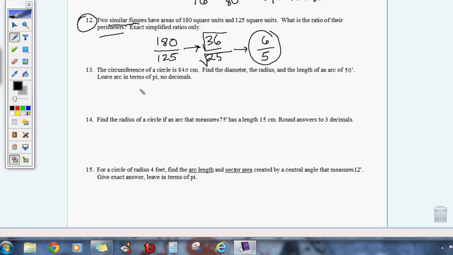Number 13, the circumference of a circle is 84 pi. So basically, I just told you that the diameter of this circle is 84, and the radius of this circle, just so we know, is 42, because pi times diameter.